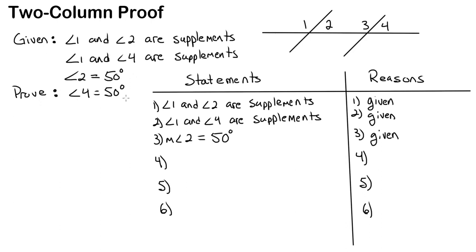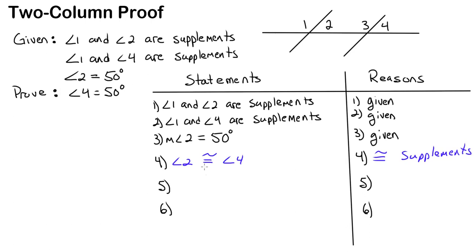So let's take a look at our statements. Statement 1, angle 1 and angle 2 are supplements, given. Statement 2, angle 1 and angle 4 are supplements, given. Statement 3, angle 2 equals 50 degrees, that is also given. So if angle 1 and angle 2 are supplementary, and angle 1 and angle 4 are supplementary, then what else do we know? Well, we know that angle 2 is congruent to angle 4. And why do we know that? Because of the congruent supplements theorem that we just learned about.